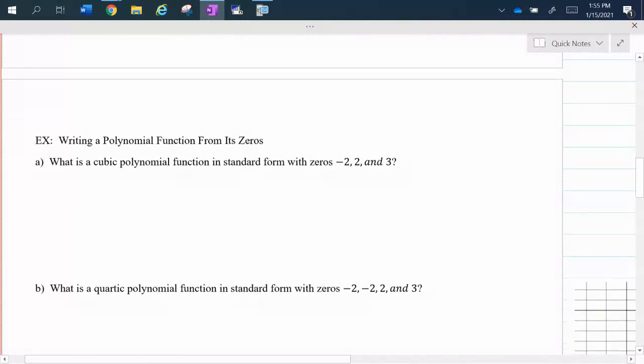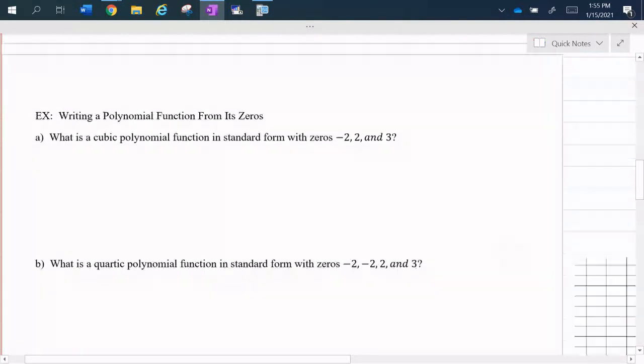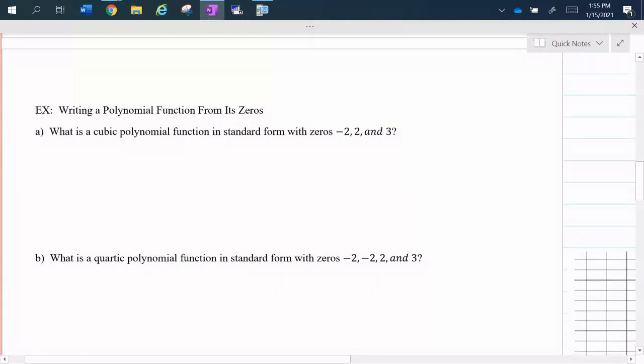So what is a cubic polynomial function in standard form with the zeros negative 2, 2, and 3? I'm going to write y equals, and then from the zeros, the factor theorem tells me that if I know the zeros, then I know what the factors are. So from the zeros, I'm going to write the factors. If the zero is negative 2, I'm going to write x minus negative 2, but I'm not going to leave it like that. I'm going to write x plus 2, right?